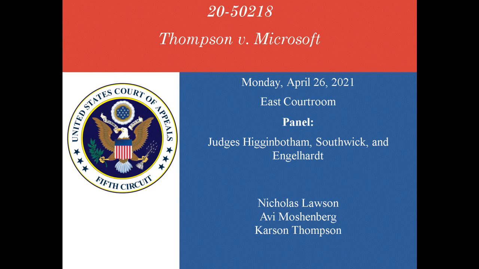As Mr. Moshenberg stated, I'll be presenting argument on Thompson's discrimination claim. And I'm going to focus my argument on two errors made at the district court level. The first is when the district court erred in finding that Thompson was not subject to an adverse employment action. And the second is finding that Thompson did not present evidence of pretext. Thompson was subjected to two adverse employment actions. The first, when he was removed from the EA pool, and the second, when he was placed into the job reassignment program.